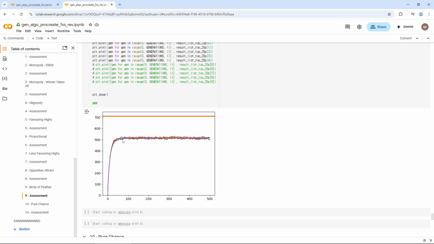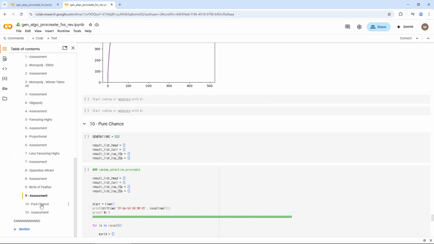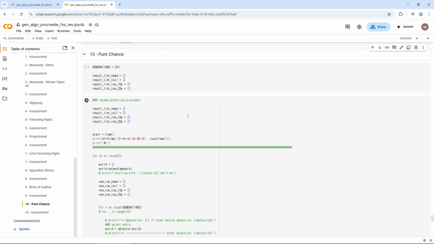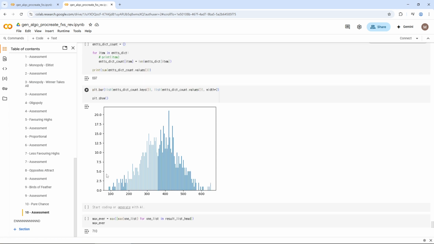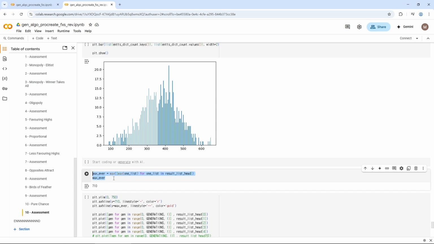Top 20%, yeah, same thing, but not a lot of difference between the average of top 10% and average of top 20%. Yeah. Pure chance, where the parents are just selected at random, so pure chance. And assessment, very much a bell curve, except this spike, but except that it is a bell curve. But I don't think it's ever reached 700 or above. Oh wait, it has. Okay.